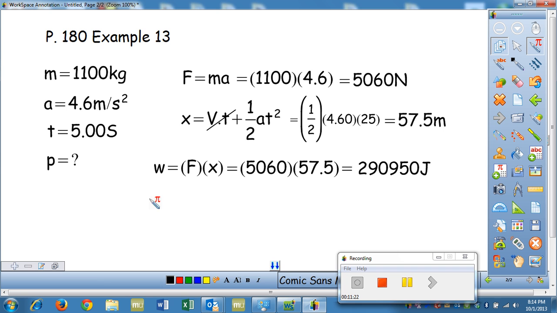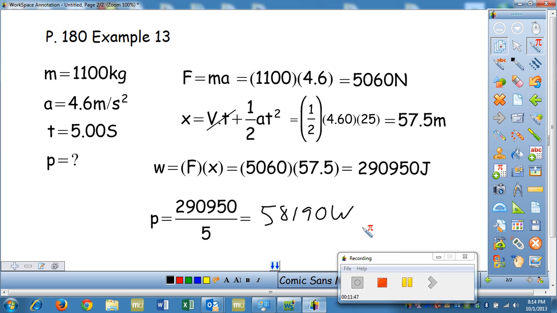So here we have power equals 290,950 divided by 5. So let's see what I get from that. Divided by 5 equals 58190 watts, or 58.2 kilowatts.